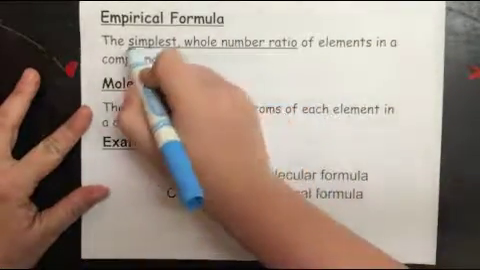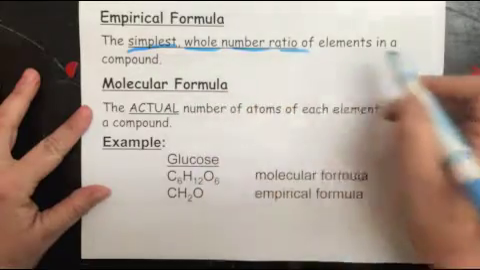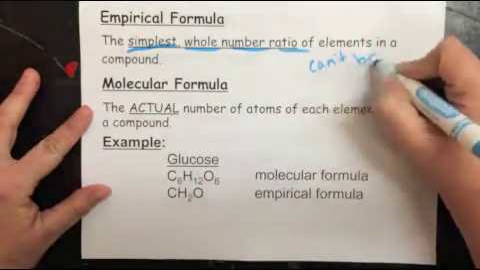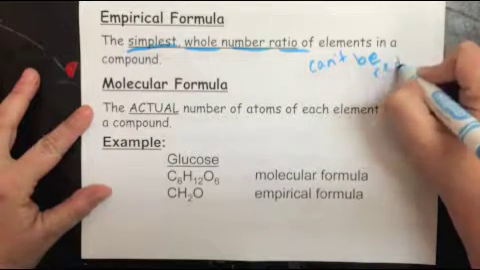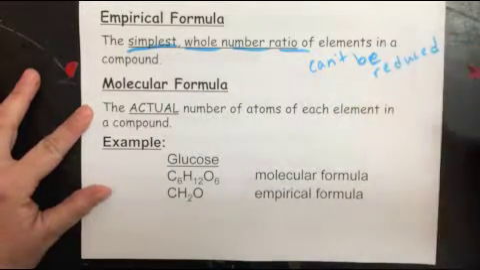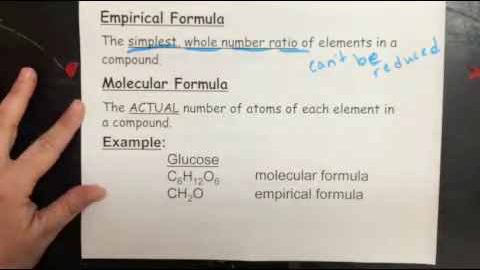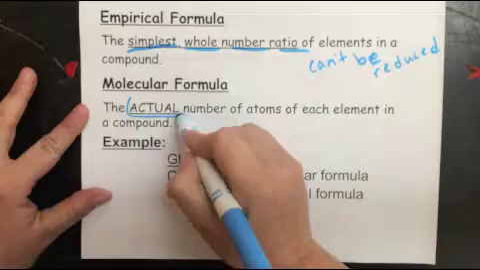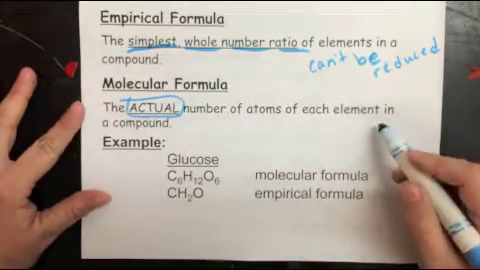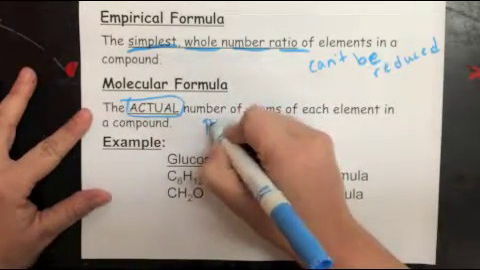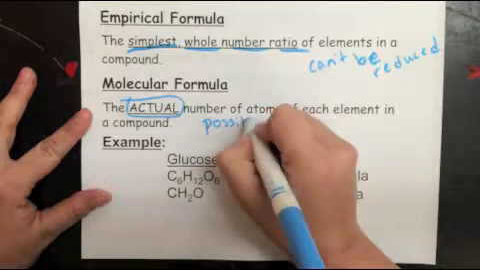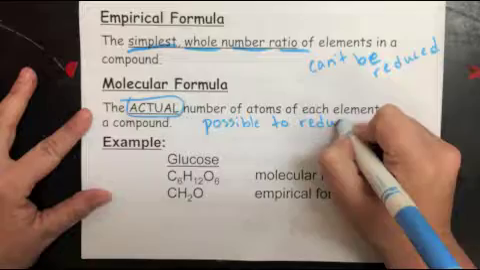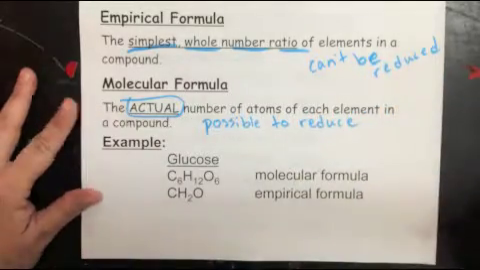Empirical formula is the simplest whole number ratio, meaning it can't be reduced. Okay, it's the lowest possible it can go. Nothing can go into it anymore. The molecular formula is the actual number of atoms of each element in a compound. So it is possible to reduce.